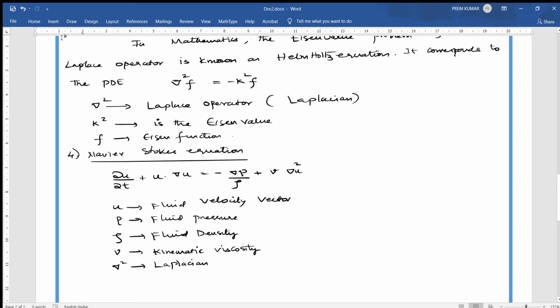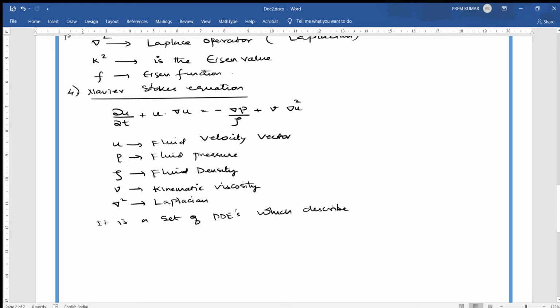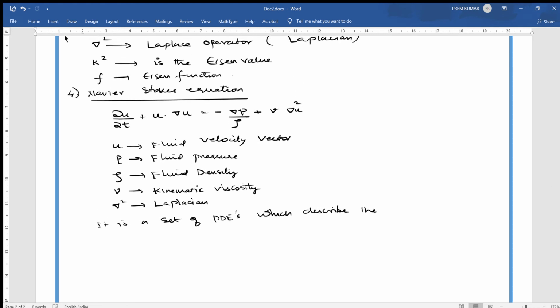What you can see is that the Navier-Stokes equation is a set of partial differential equations which describe the motion of viscous fluids.